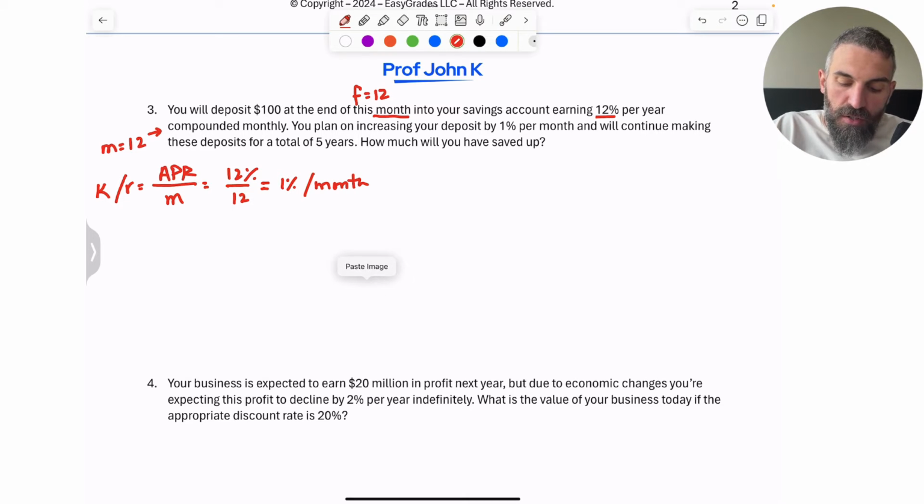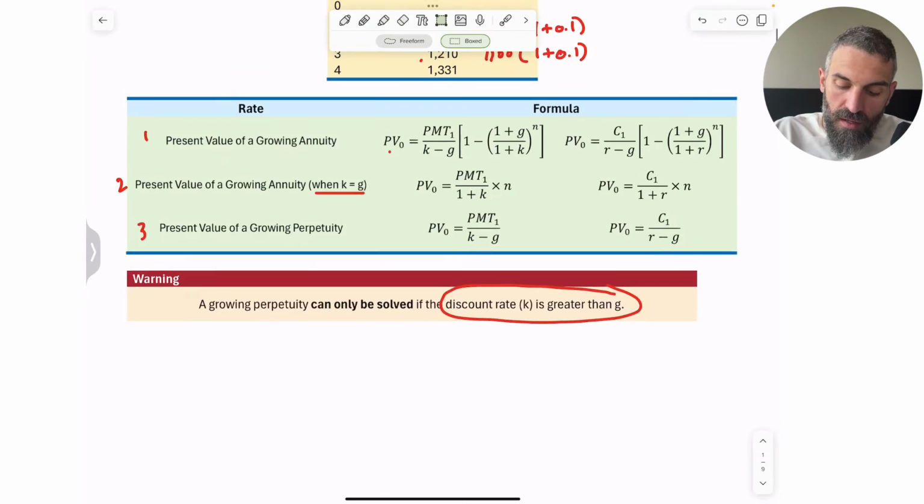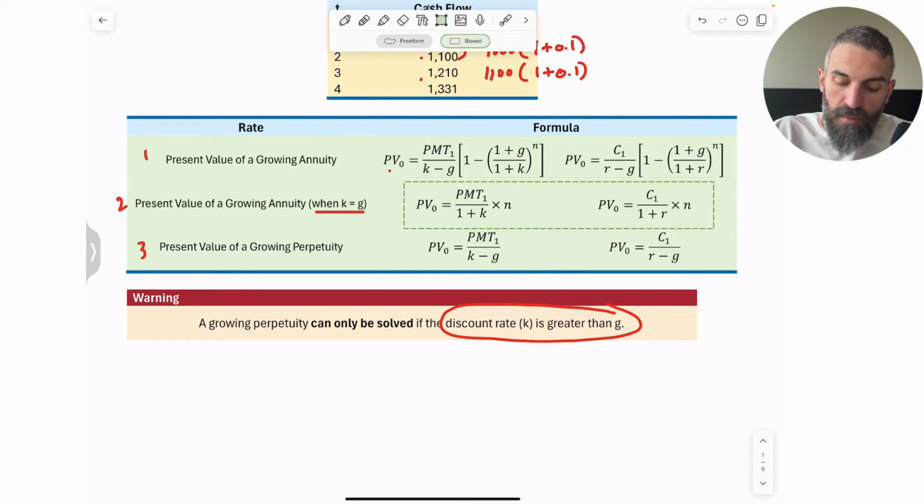You plan on increasing your deposits by 1%. So there's your growth rate. And you see here we have a situation where your discount rate and your growth rate are the same. So this is the only time where you should be using this formula.